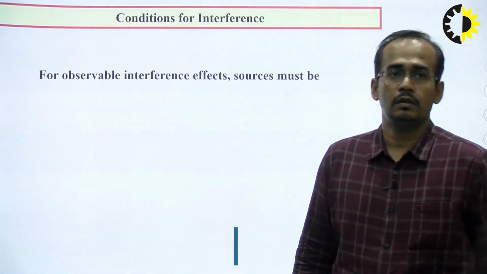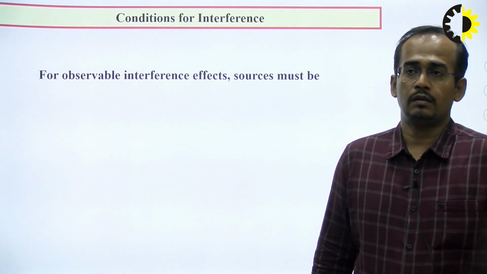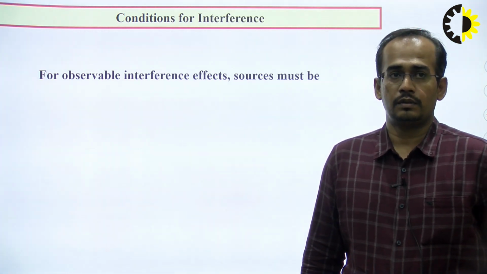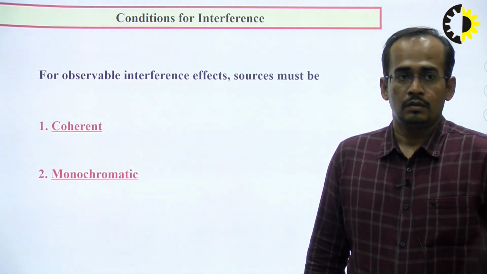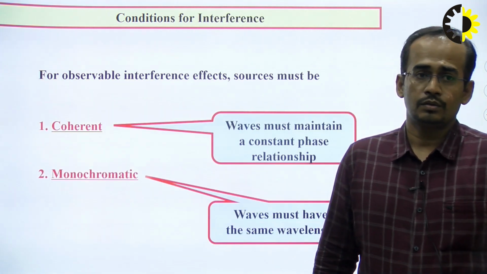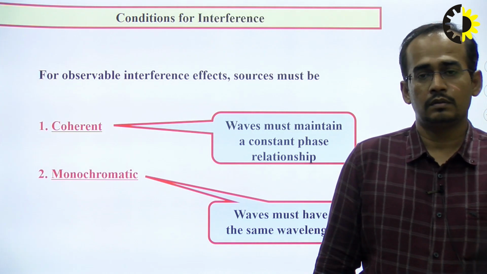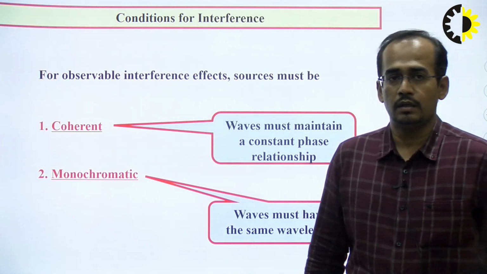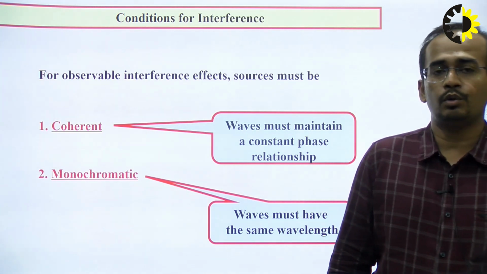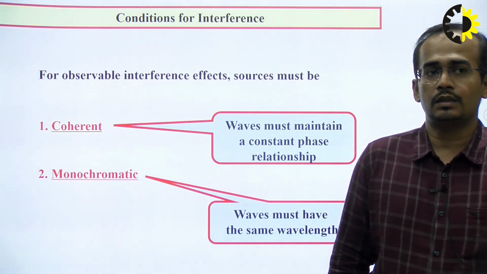So first of all, what is interference and what is the condition of interference? When two or more waves follow the same path and overlap with each other, then you can say there is an interference.